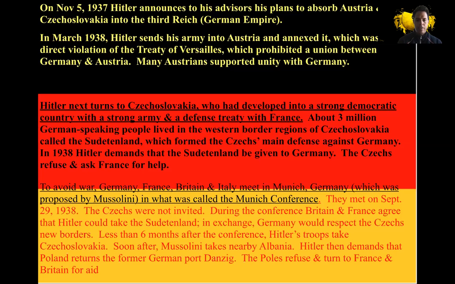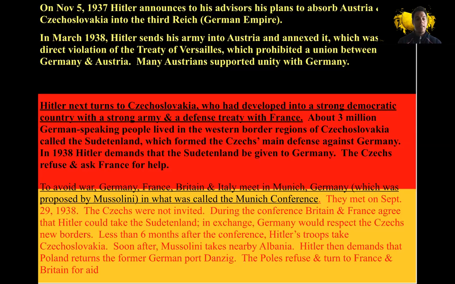France and Britain have a chance to stop Germany, but to avoid war, France and Britain basically give in, in a conference called the Munich Conference that happened on September 29th, 1938. Czechs weren't invited. Britain and France agree that Hitler could take the Sudetenland in exchange for Germany respecting the Czechs' new borders. In less than 6 months after, Hitler's troops would take all of Czechoslovakia. And soon after, Mussolini would take nearby Albania. Essentially, they said, oh, you're going to give us something? Again, you give us an inch, we're going to take a mile.